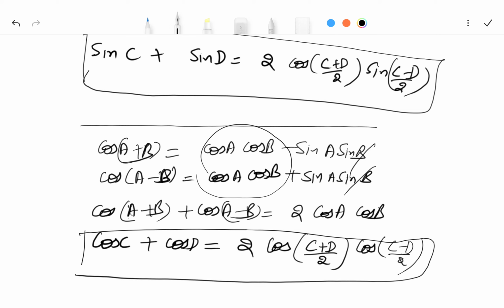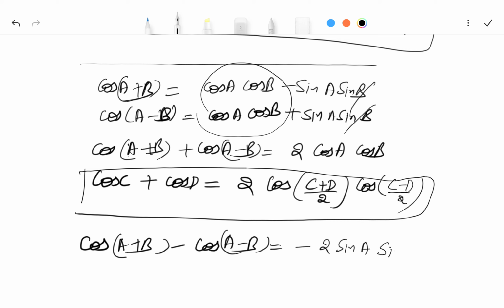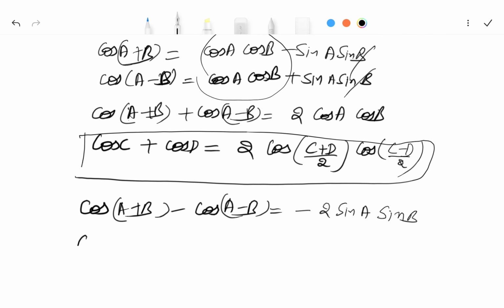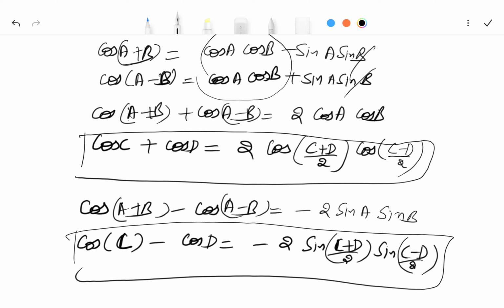And now I will subtract both the equations. Now what will I get? Cos(A plus B) minus cos(A minus B) is equal to minus 2 sine A sine B. Now again, cos C minus cos D is equal to minus 2 sine (C plus D) by 2 sine (C minus D) by 2. It is very easy. Thank you very much.